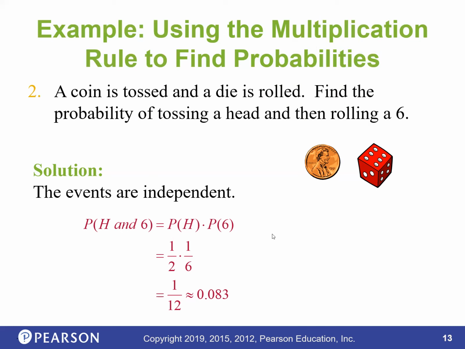So when you guys are thinking about this, you're always thinking in your head, independent or dependent. And if it's dependent, you have to adjust the next probability. Okay, what is that? 1 out of 2 and 1 out of 6 makes 1 out of 12. About an 8% chance over here. 0.083.